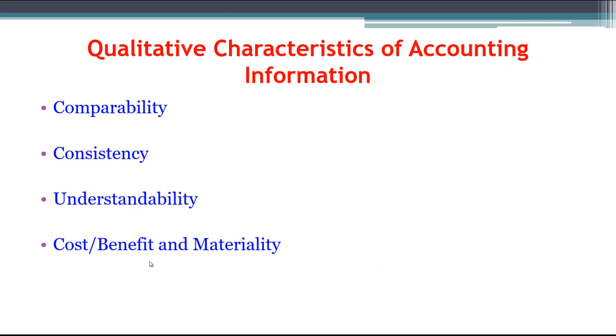And finally, we talked about the cost, benefit, and materiality constraints. Again, you don't want to spend all that extra time and effort to get slightly more accurate information if nobody's going to benefit from that information. Materiality means that you don't look for every penny. You find out what a reasonable threshold is that would impact somebody's decision, and you make sure that at least up to that point you are accurate within reasonable assurance. So that takes us through our discussion of the qualitative characteristics of accounting information.